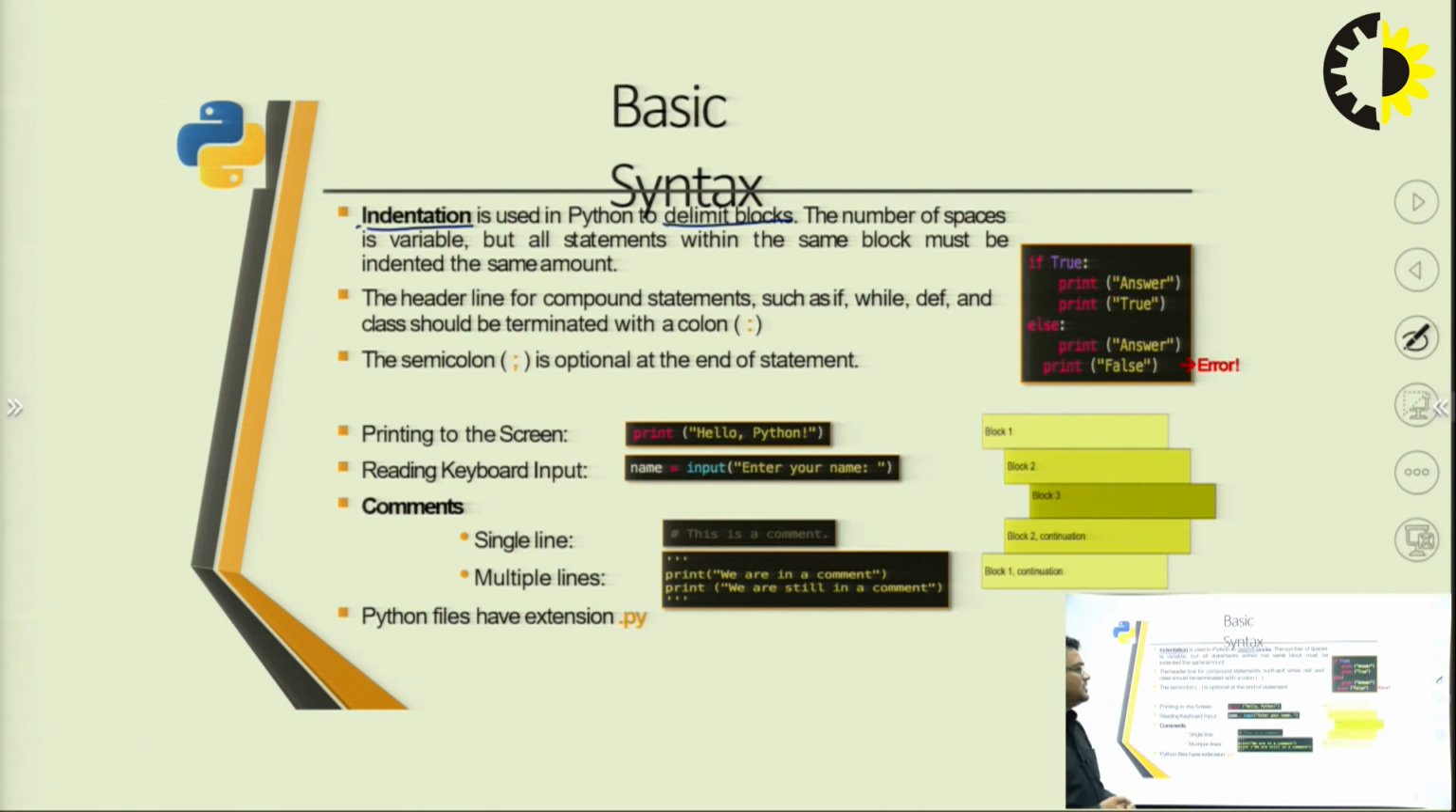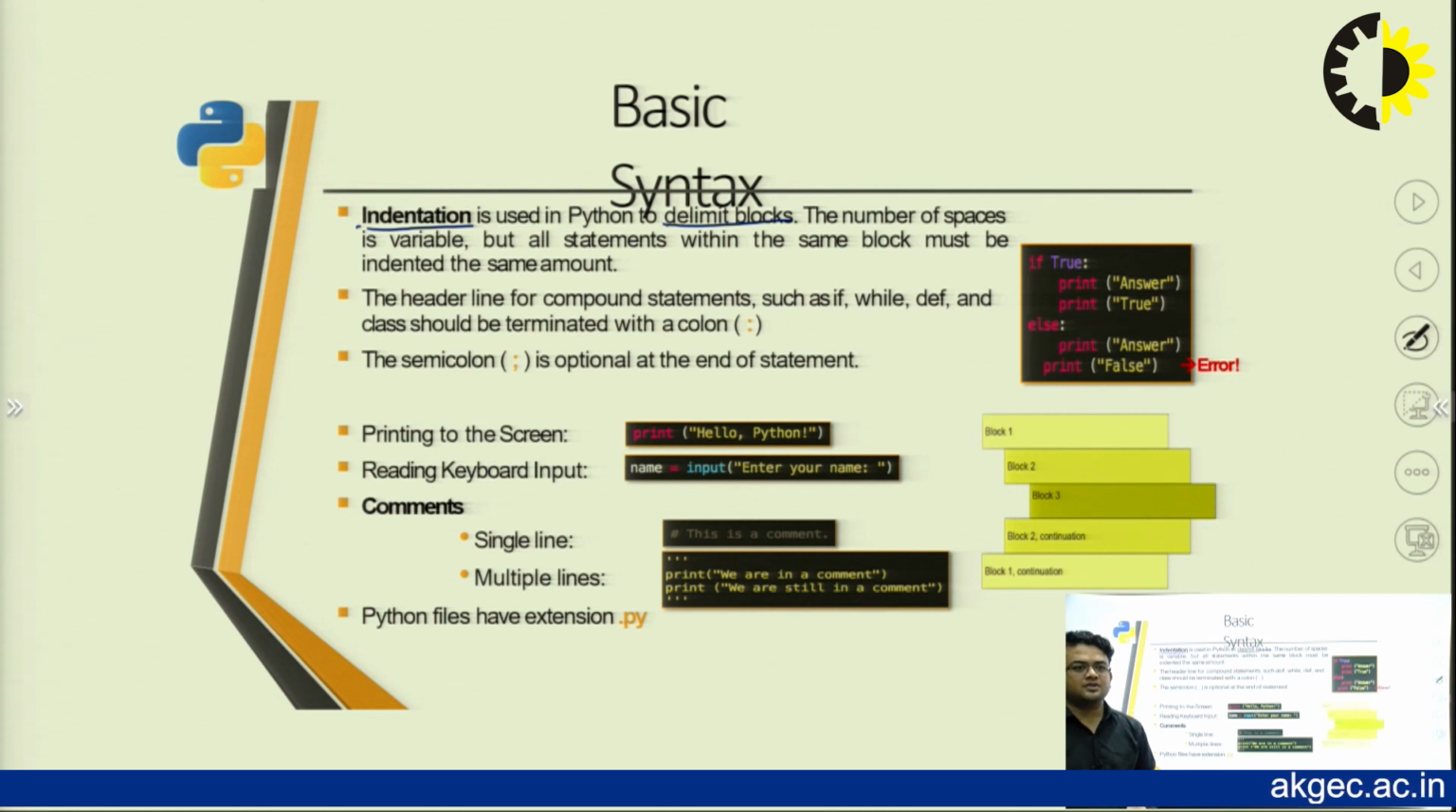The header line for compound statements such as if, while, def, which is used to create a function in Python, and class, obviously an object oriented feature, should be terminated with a colon only. The semicolon is optional at the end of the statement. Like in many programming languages we have to use semicolons, but in Python this is optional. We can use it, or we can omit it. Mostly we try not to use it, because in Python we can run a program without using a semicolon.